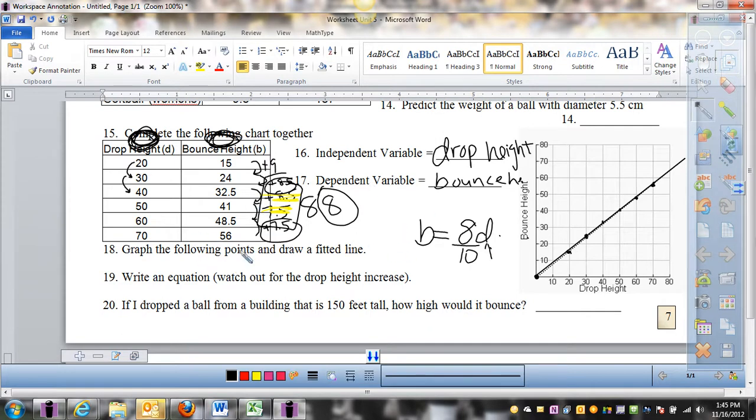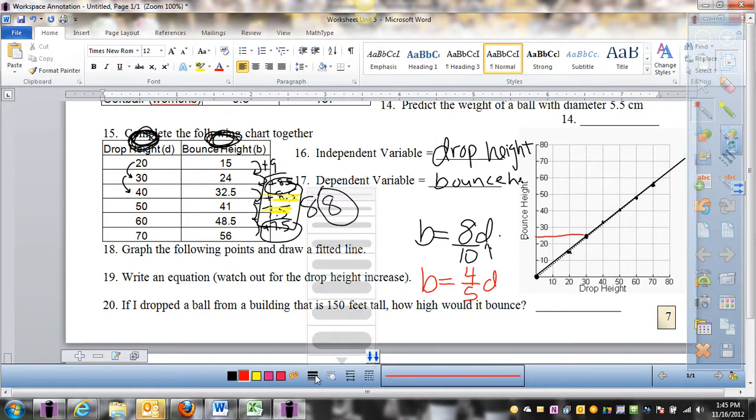So I'm going to take this equation, I'm going to reduce that, and I'm going to call it bounce equals 4 over 5 times the drop. So now if I put 30 in here, what's 30 times 4/5? If you use your calculator, or you can just take 30 divided by 5, is 6 times 4 is 24. Does this look like about 24? Absolutely it does. So now this is a better equation. This is the correct equation, I should say, right here.